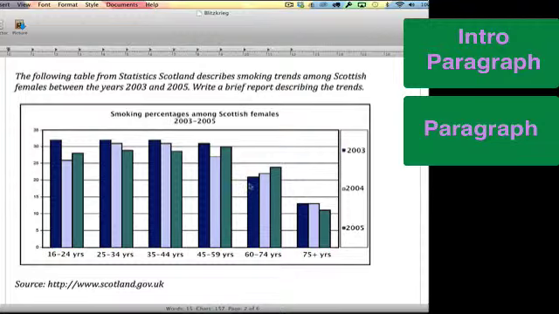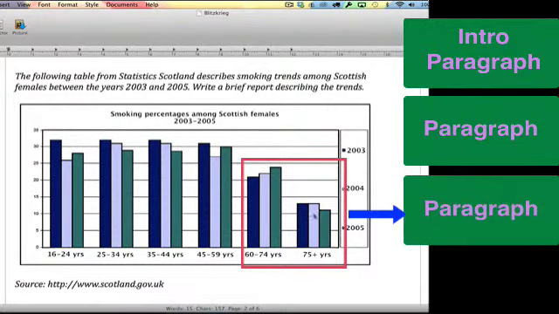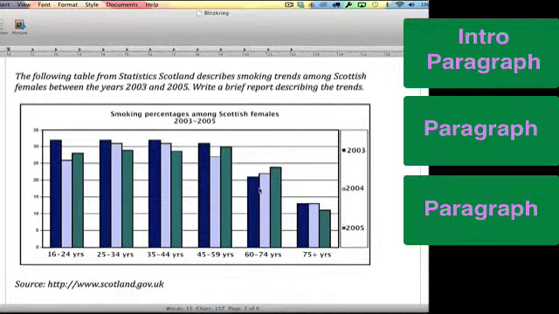We would likely group these two figures. We could group these two in their own separate paragraph because they are different. And we might talk about the fact that as women age in Scotland, it doesn't matter what year, 2003, 2004, 2005, as women age in Scotland, the prevalence of smoking declines.